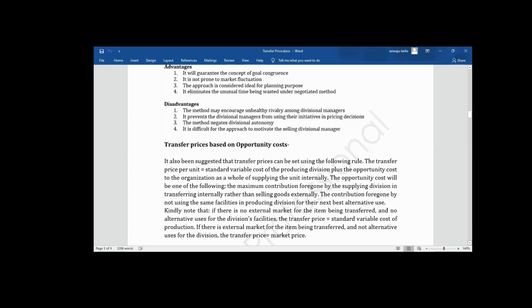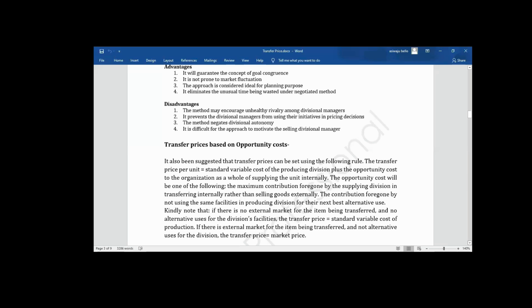The opportunity cost by transferring the items internally instead of selling to the external markets. So the opportunity cost is the alternative foregone. If you are transferring items internally, then the opportunity cost is the loss of revenue or the loss of contribution you would have gotten from external sales. By not selling externally, that means you are losing contribution. Opportunity cost is the alternative foregone. That alternative foregone is contribution lost by selling internally instead of selling externally.